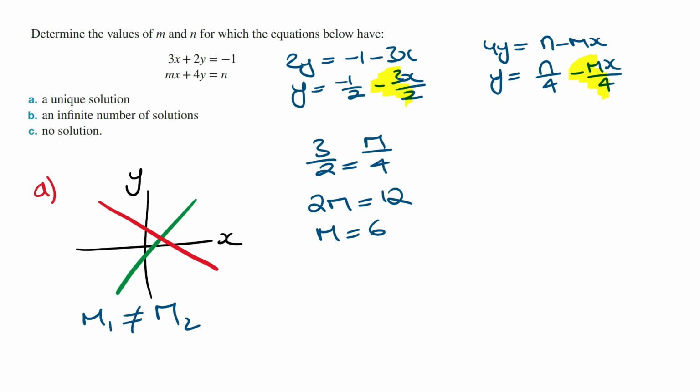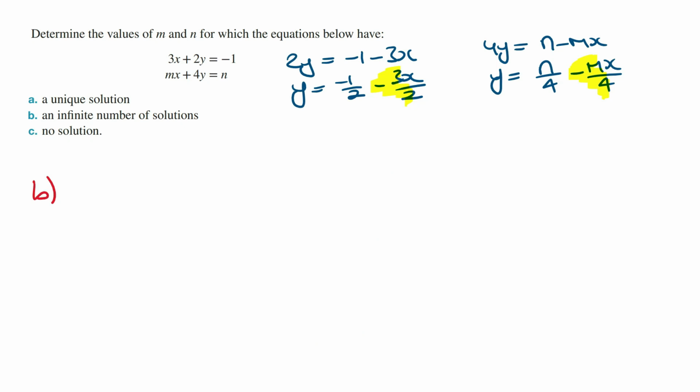And so we write this as the value of m can be any value except for the value of 6. The value of n does not affect the gradient of the lines, and so as long as the value of m does not equal 6, we will always get a unique solution, which means then that the value of n can be any real number, and we will still have a unique solution for these two equations.